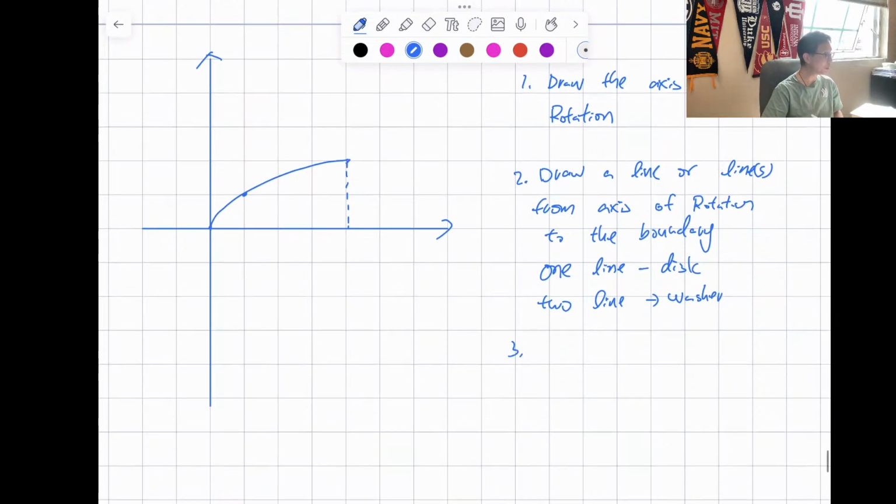Third, usually you decide the dx or dy because it depends on the slice. If it's a vertical slice, it's going to be dx. If it's a horizontal slice, it's going to be dy.